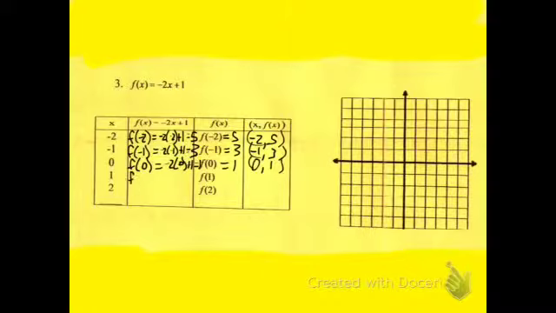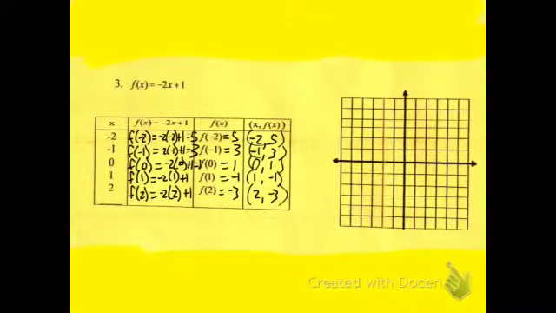Plug in 1 into our function. -2 times 1 is -2. Add 1, that's -1. And so you got the point 1, -1. And then finally plug in 2. You'll get -2 times 2, which is -4. Add 1, that's -3. So you get the point 2, -3.